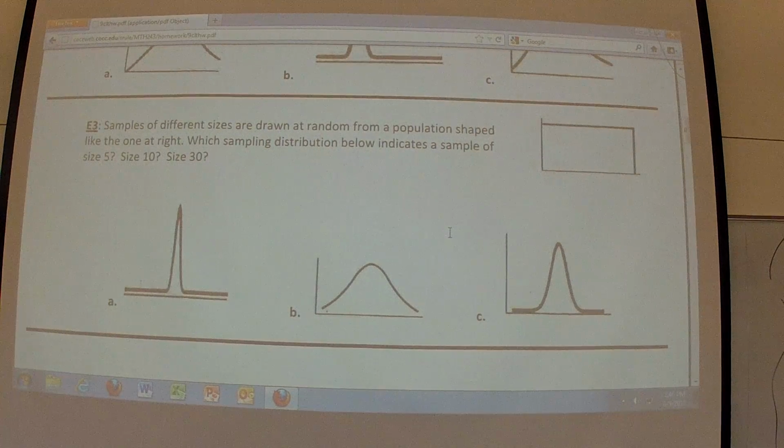So sample size 5: B. Sample of size 10: C. Sample of size 30: A. Nailing it. Were you going to say something? I don't know what I was going to say. I say a lot of things.